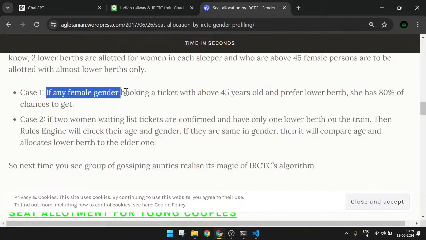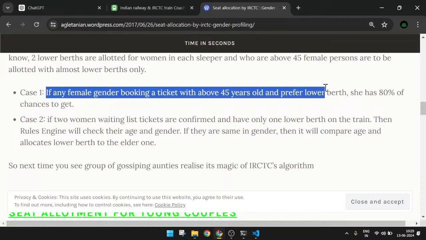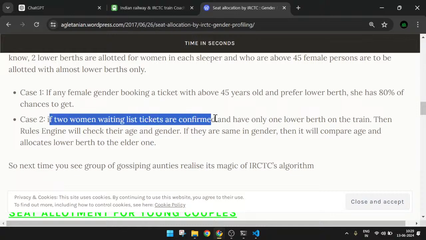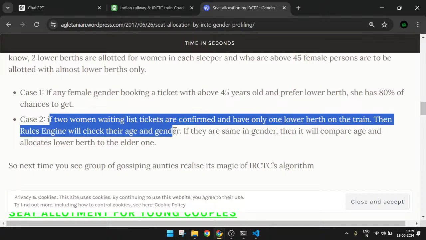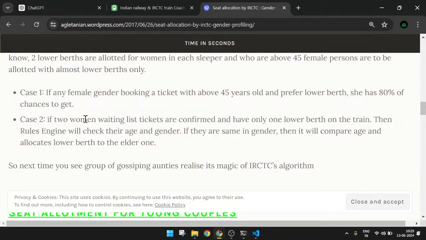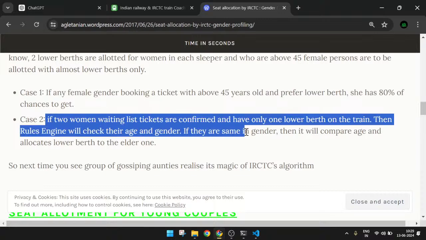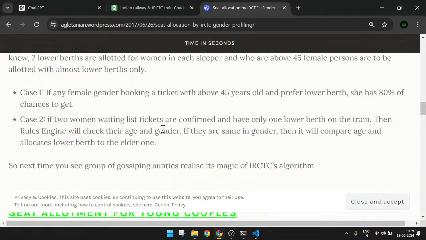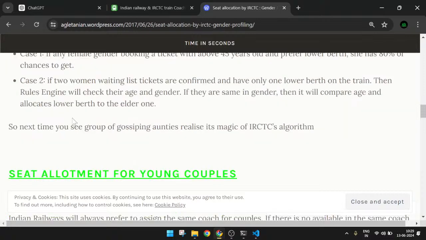Okay. Case 1. If any female gender booking a ticket with above 41 to get it. Okay. If 2 women waiting ticket lists are confirmed and have only 1 lower berth on the train, then the rule engine will check their age and gender. If they are same in gender, they will. Yeah. How can a woman have different gender, bro? Same in gender, then it will compare age and allocate lower berth to the elder one. Okay. Should I add this condition in my algorithm?